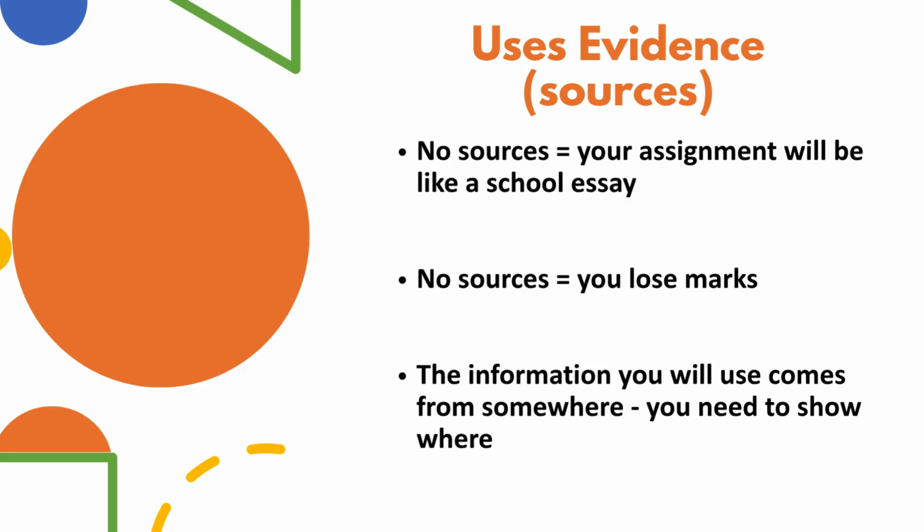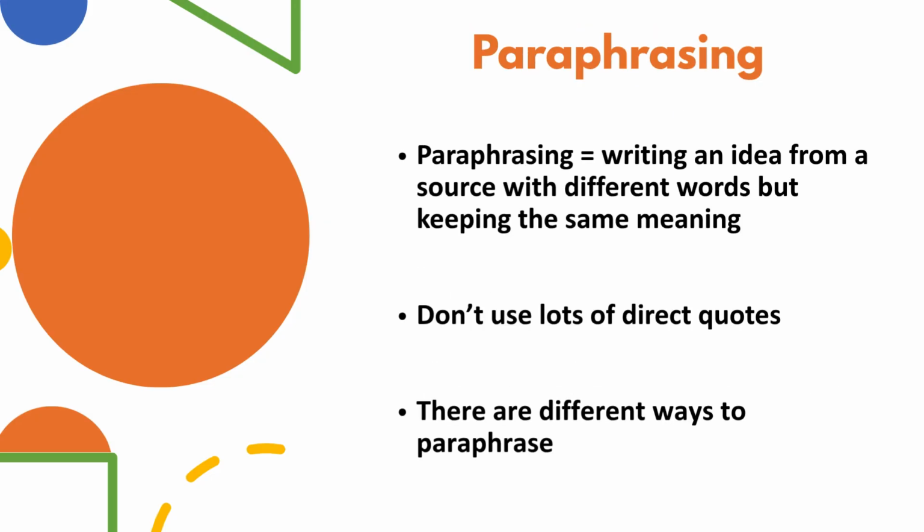The idea is every time you use information from another source, so it could be another author, a website, or a journal article, you need to tell the reader where this information came from. If you don't use sources, you will lose marks and very likely you will fail the assignment. So it's really important you become familiar with gathering evidence and using it. And I'm going to mention this again in a couple of slides' time when I mention referencing.